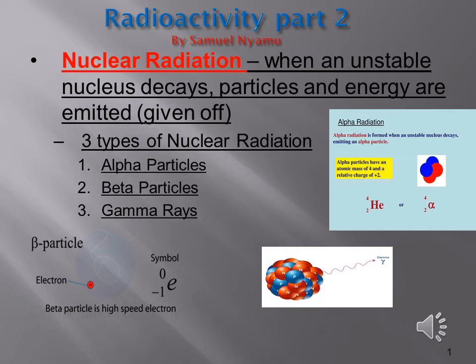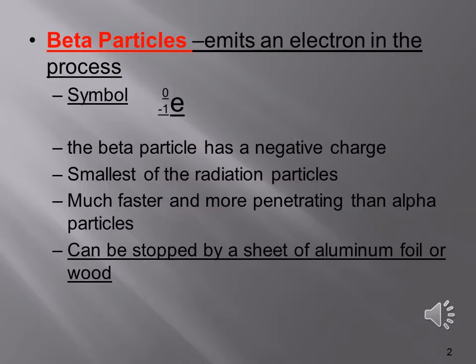In the previous lesson, we had discussed alpha particles. Today, we'll be discussing beta particles and gamma rays. In our previous lesson, we said an alpha particle resembles a helium nucleus. When it is lost, the mass number decreases by 4 and the atomic number decreases by 2.